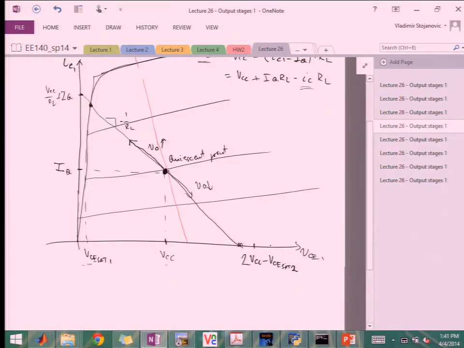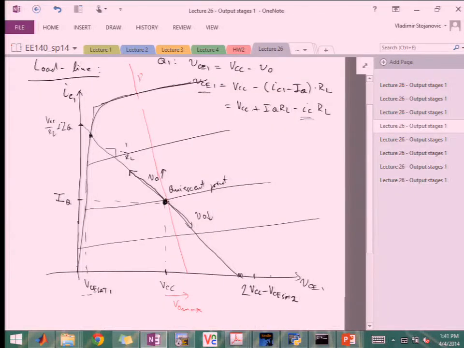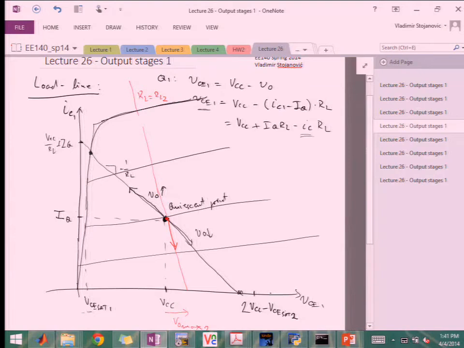So starting from the DC point, I'll only be able to make a small excursion for VO max. So let's say if this is our RL equals RL2, so this VO max 2 will be only this much. Okay. I was able, by going down this curve, to go down from IQ to completely cutting off this Q1 transistor, right? So my total maximum excursion in current is going to be IQ.